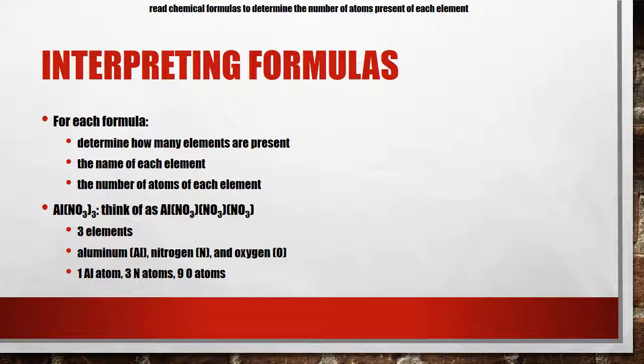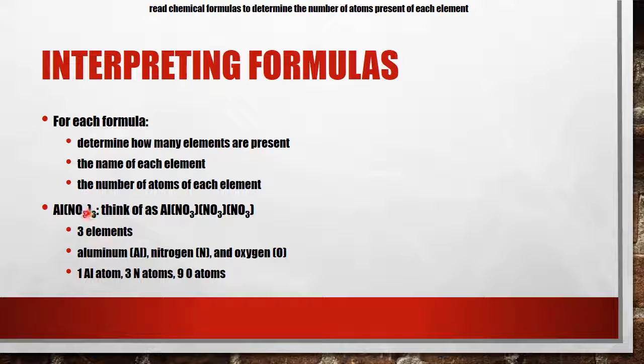Some of you might be thinking, well, isn't there a little bit of a faster way to think about this, or do I really need to write all these letters out, Al, NO3, NO3, NO3? You don't have to. And here's what some of you might be thinking. It's this. Aren't we just multiplying here these subscripts with the parentheses? And the answer is yes, we are.